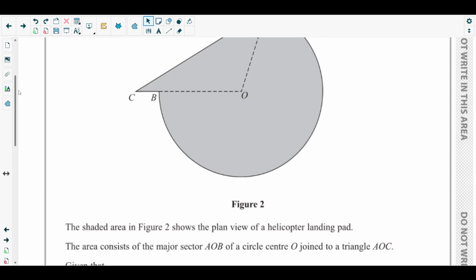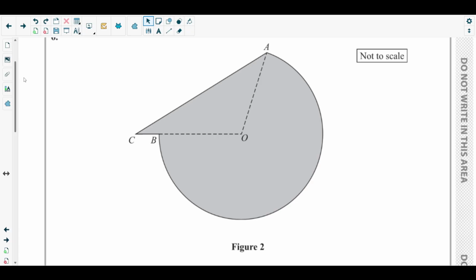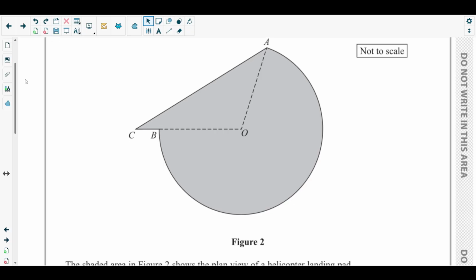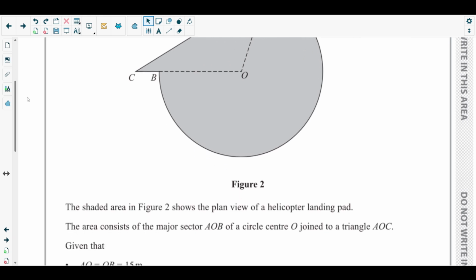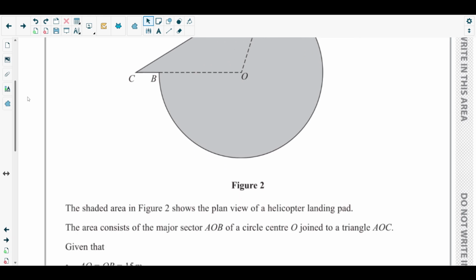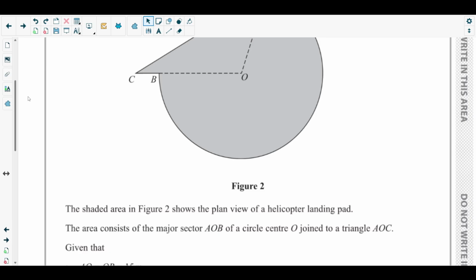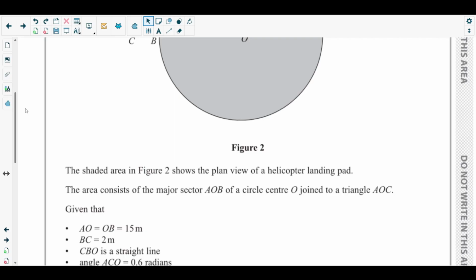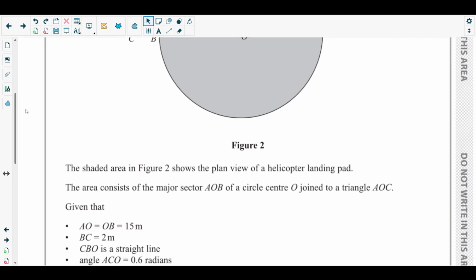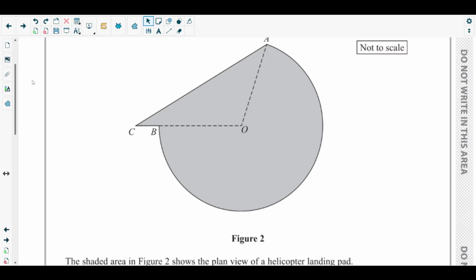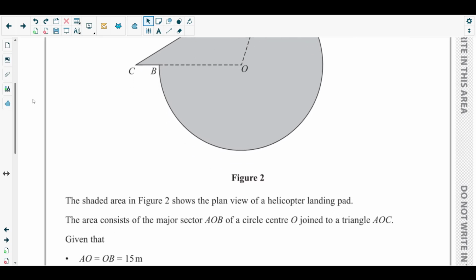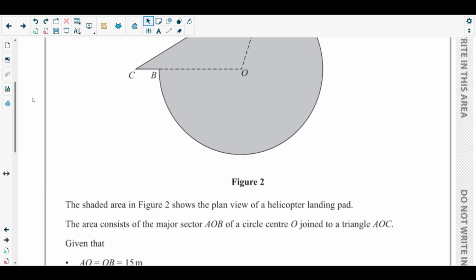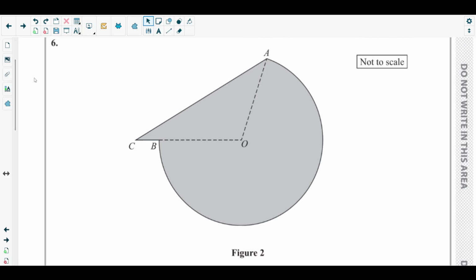landing pad. Okay, well, so this is a plan view for a helicopter landing pad, which we see frequently at the top of high-rise buildings. Okay, the area consists of the major sector AOB. Okay, AOB is a major sector with circle center O joined to the triangle AOC. Okay, AOC is a triangle which is connected with the major arc AOB.